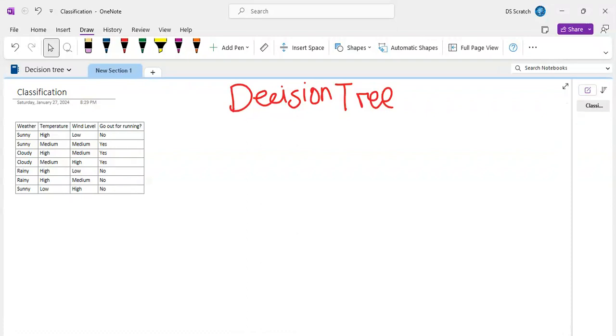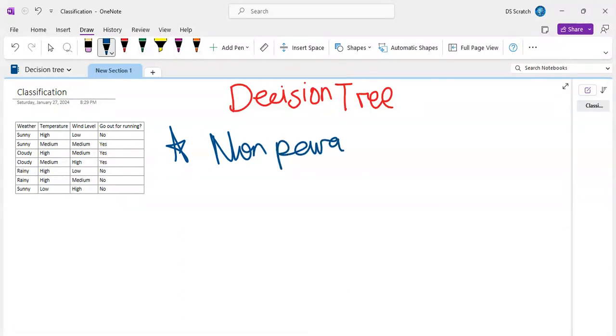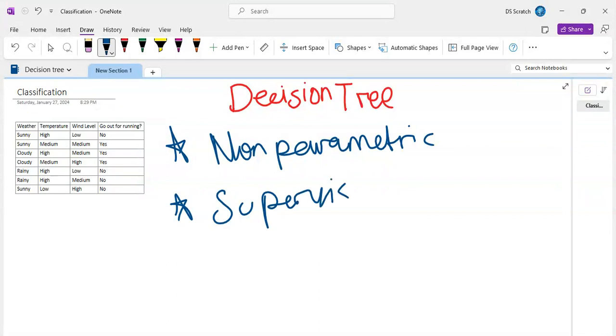In this video, I want to talk about the decision tree, which is a very powerful algorithm for classification as well as for regression problems. So first of all, let's understand what a decision tree is by its definition. It is a non-parametric as well as supervised machine learning algorithm. Okay, so what do we mean by non-parametric and supervised machine learning algorithm?